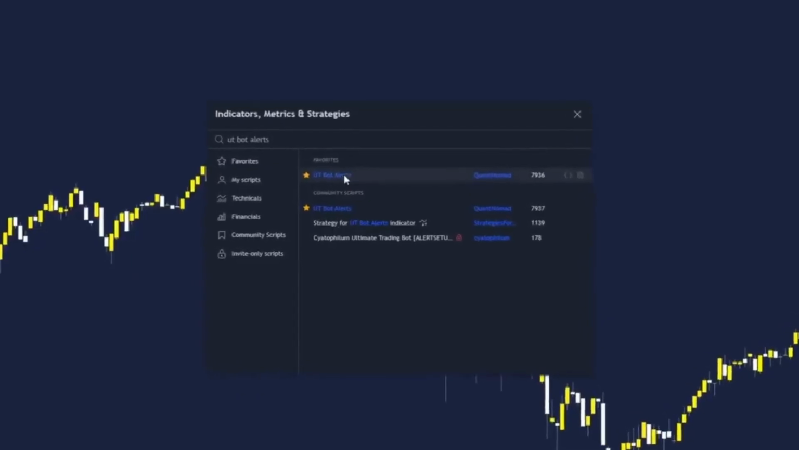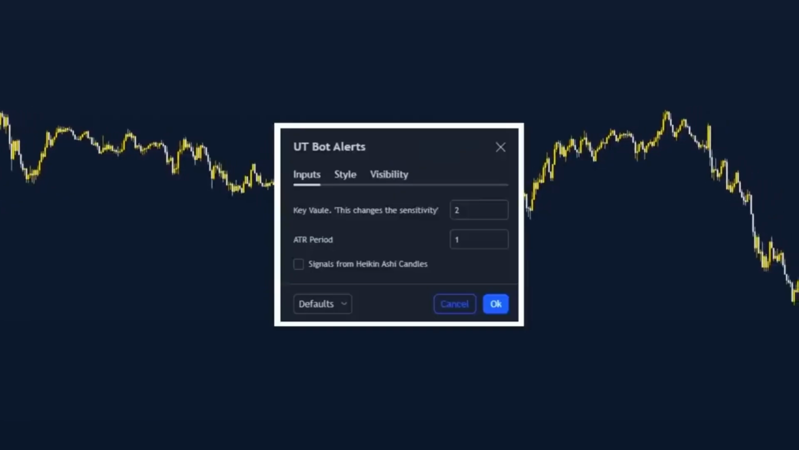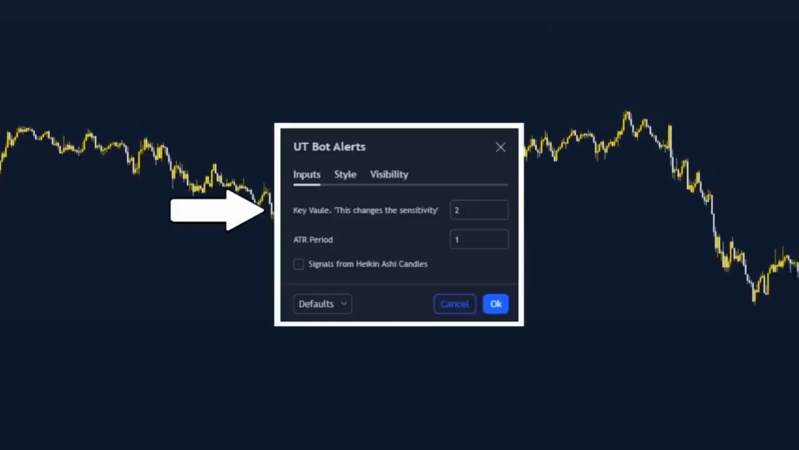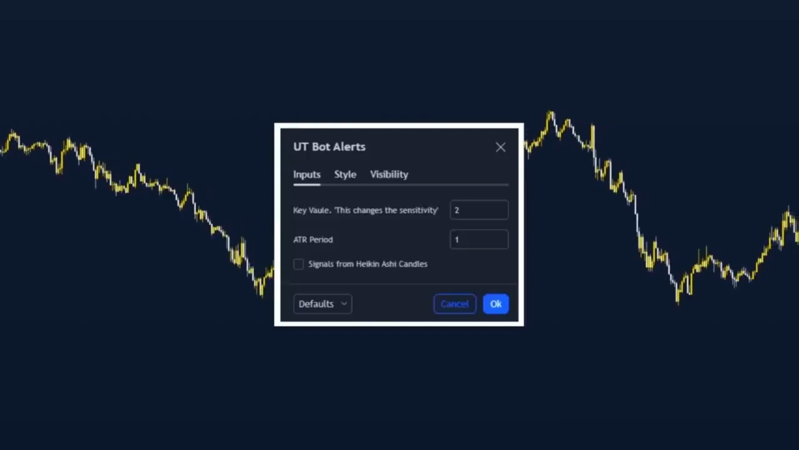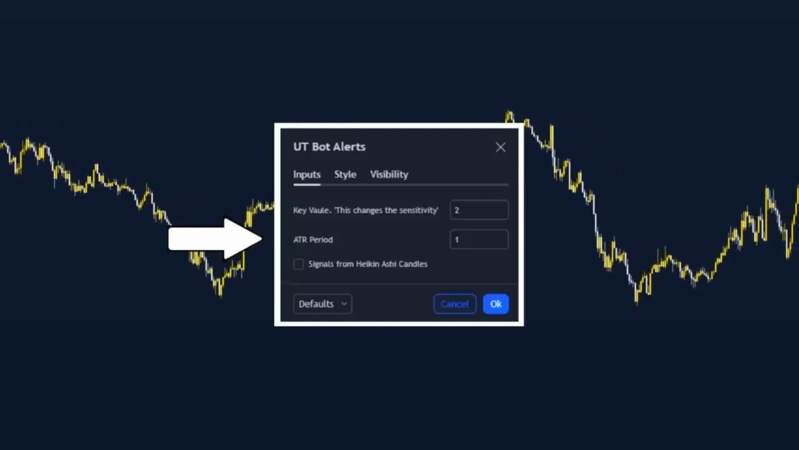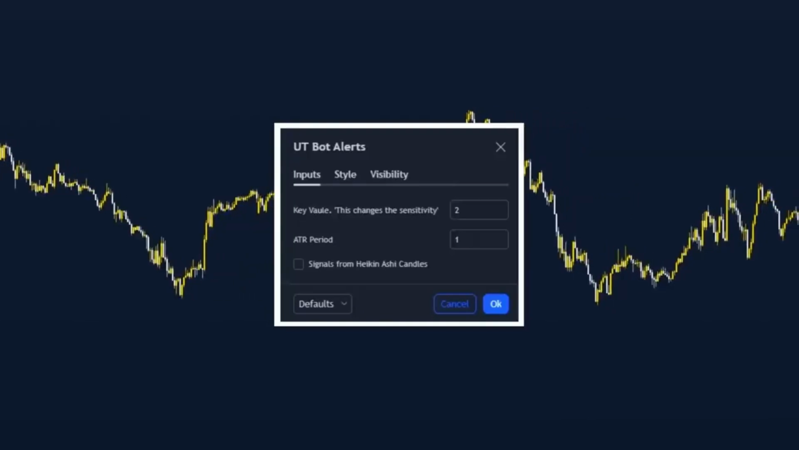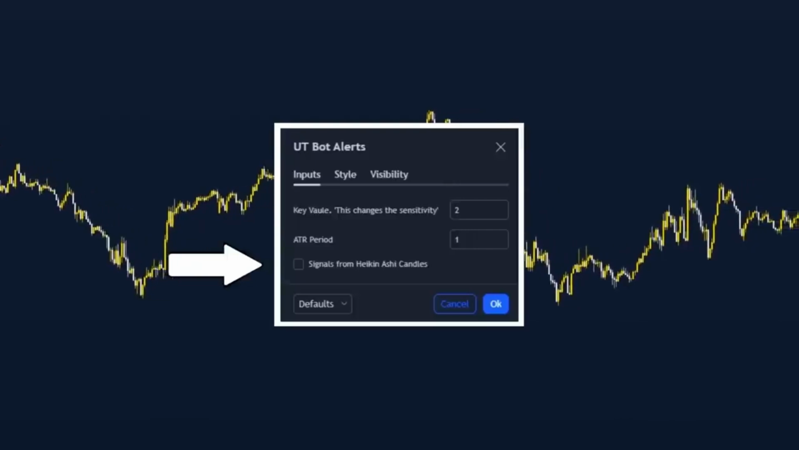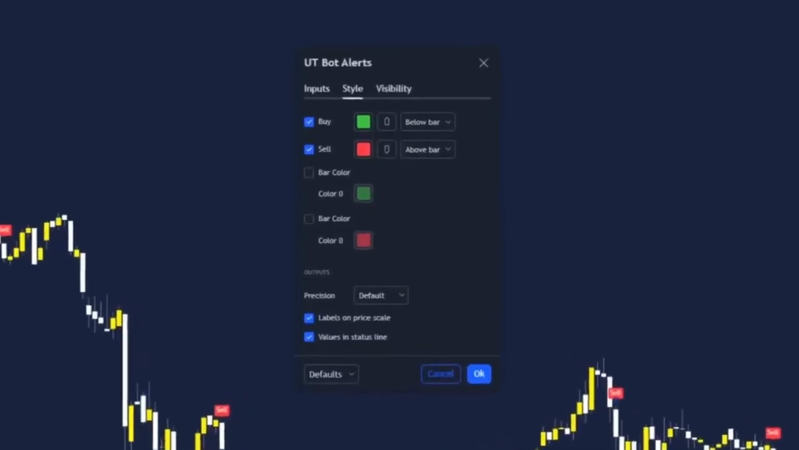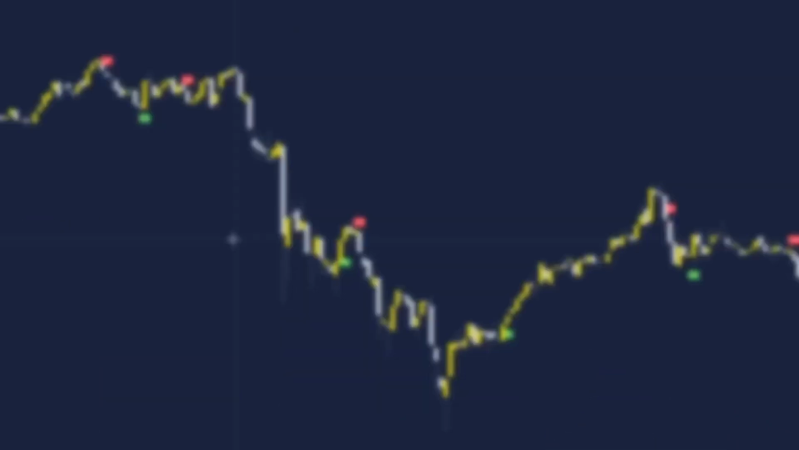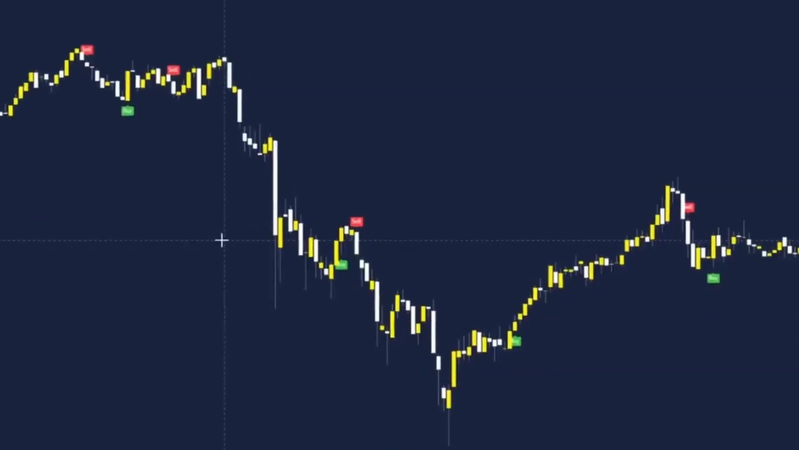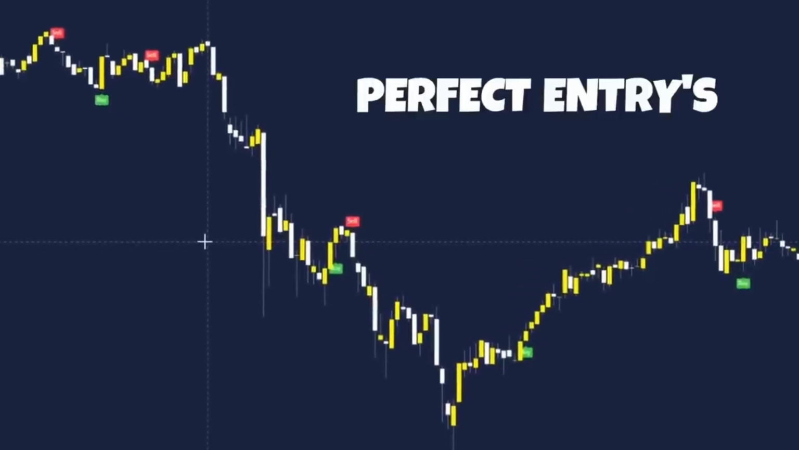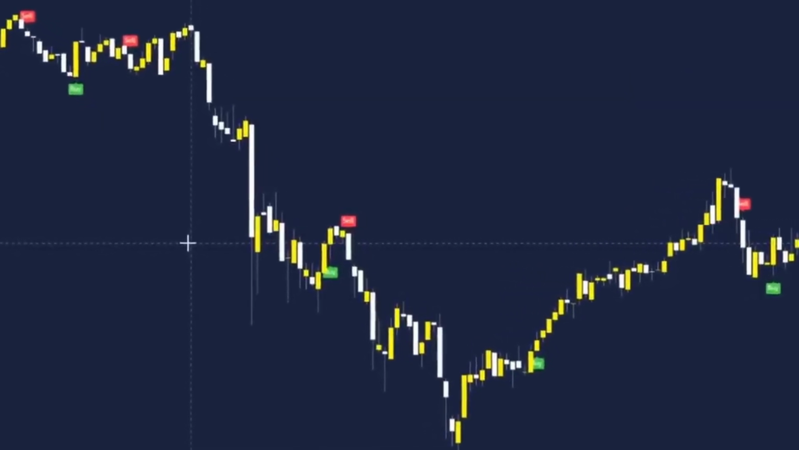Add that once to your chart. Click on the settings for this indicator, and for the key value, we're going to set that to 2. This changes the sensitivity overall of the buy sell indicator, and for the ATR period, set that to 1. Make sure that you have the signals from Heikin-Ashi candles turned off, and on the style, I have turned off the bar colors. This buy and sell indicator is by far one of the best, and these are some of the best settings that I've found for getting perfect entries when other confirmations align with it.